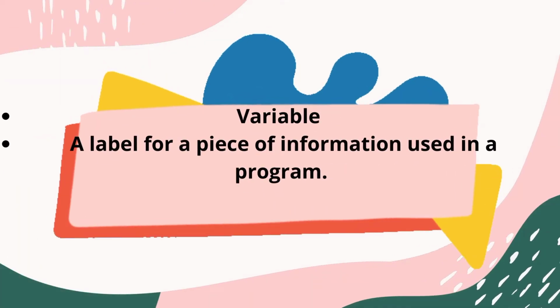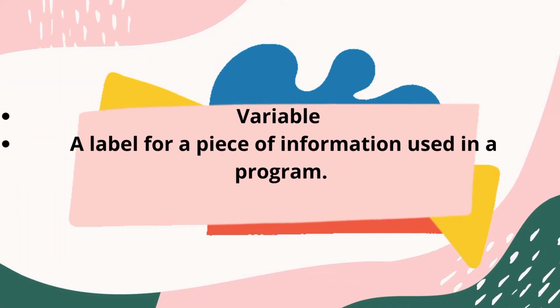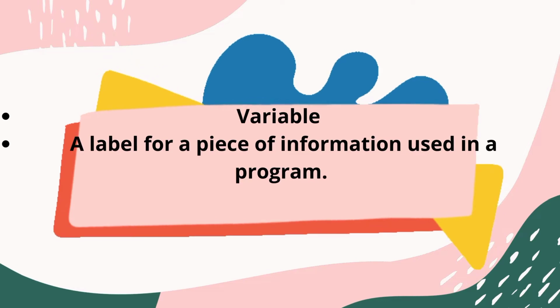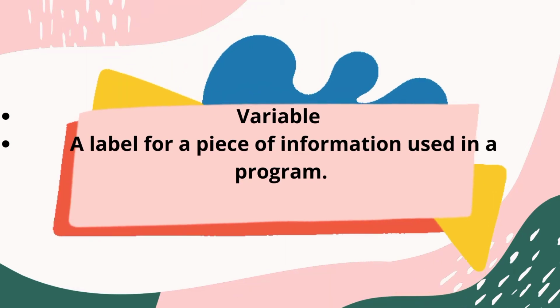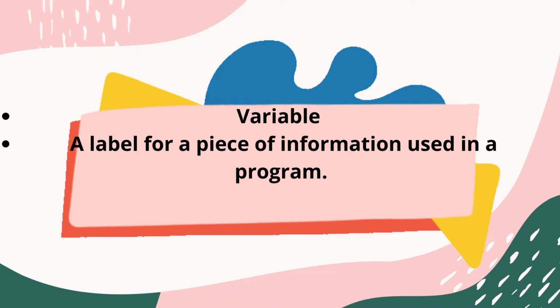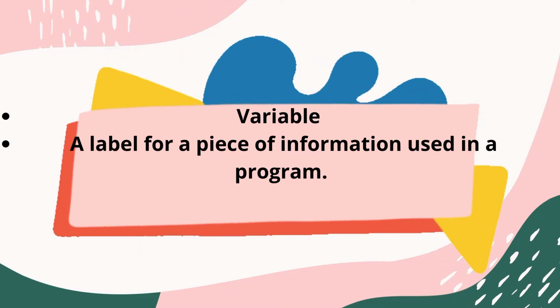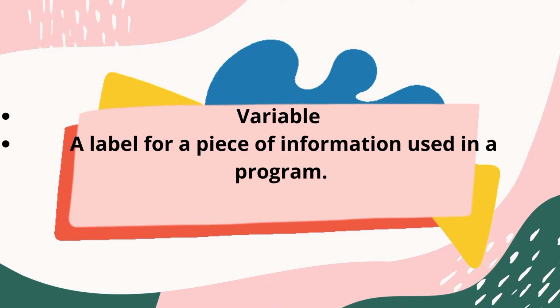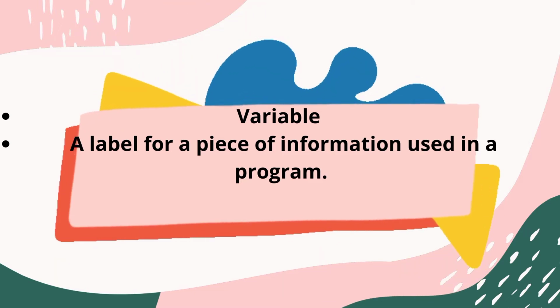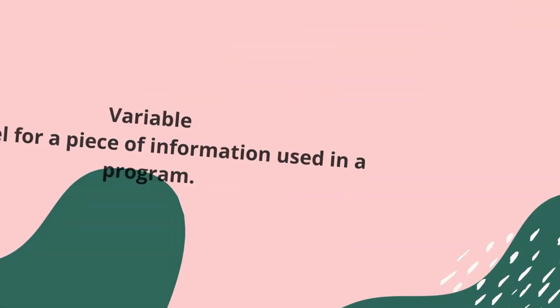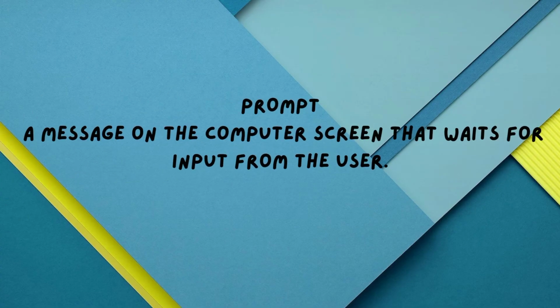Now, we also talked about variables, and we said that a variable is a label for a piece of information that is placed in a program. Now, in this class, like I said, we are going to be seeing how we can use variables and prompts together, and also how we can work with an input. A prompt is seen as a message on the computer screen that waits for an input from a user.